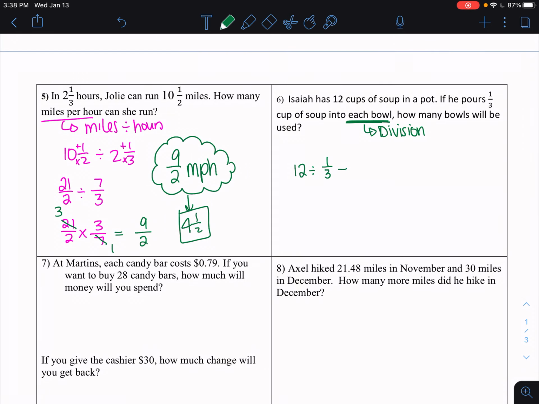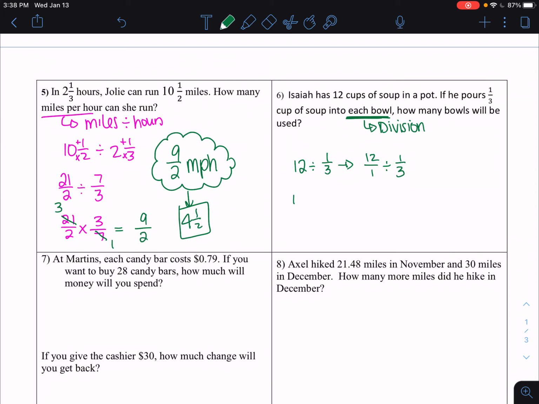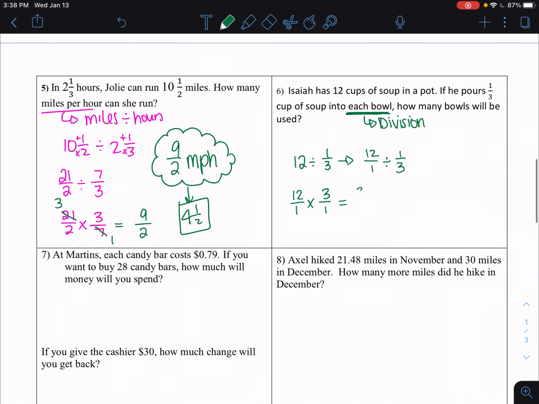So 12/1 divided by 1/3. So when I do my keep change flip, I'm going to do 12/1 times 3/1. No cross canceling because both the numbers are on top. So this is going to be 36/1. That's going to be 36 bowls of soup.